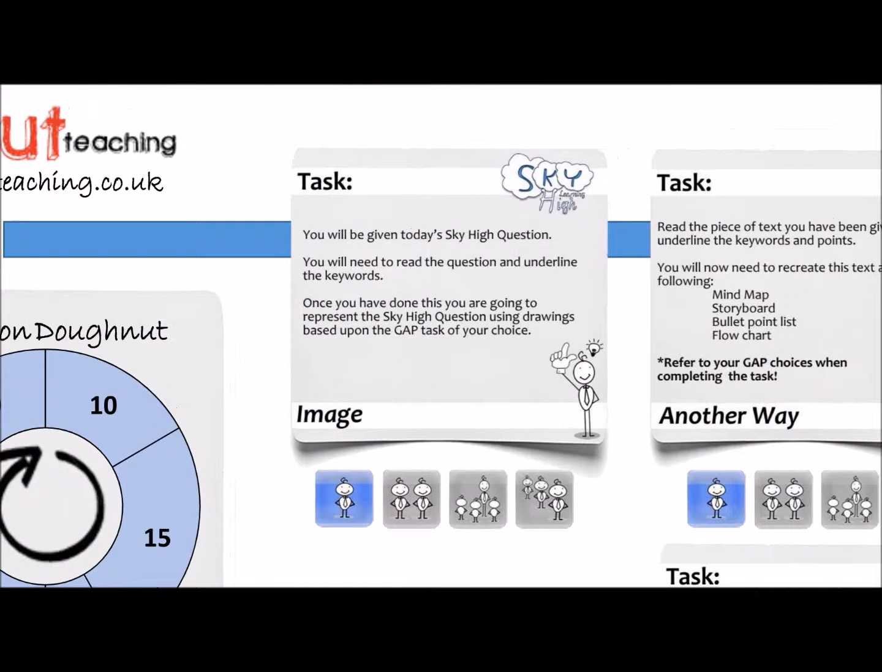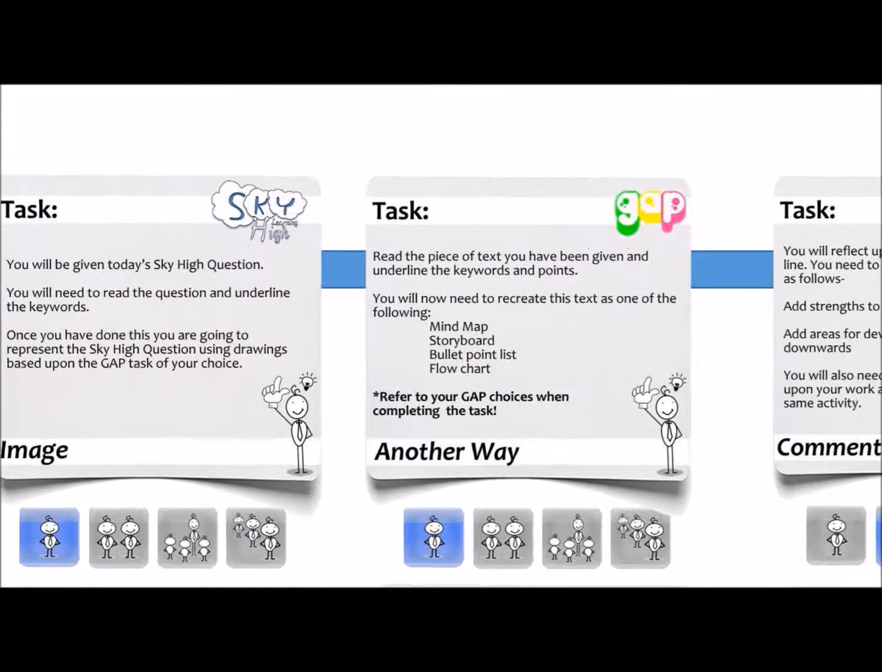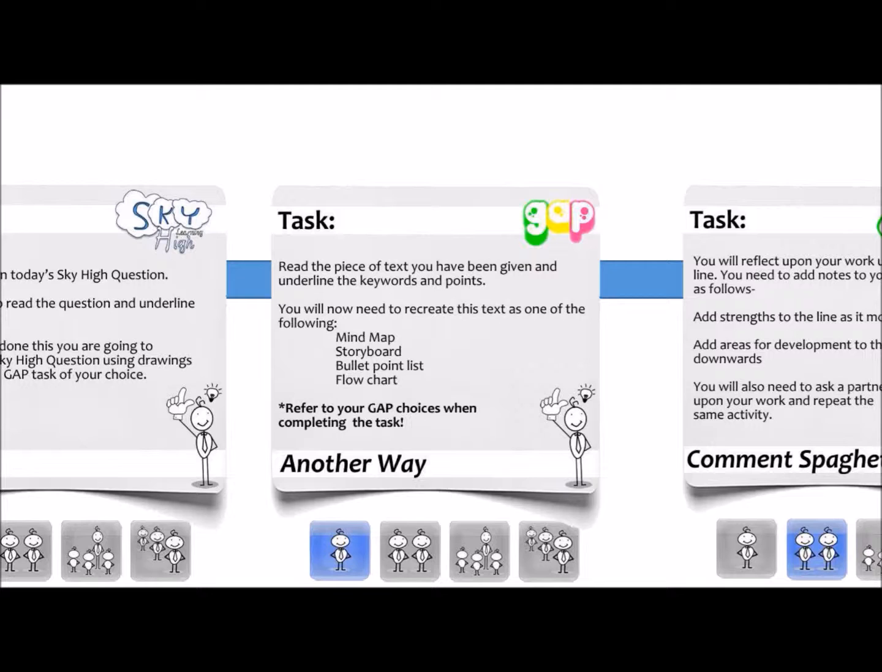So number 1 is our sky high question, which is our lesson objectives. And this one is based around using an image to represent the sky high question, which challenges the students to think about the question that has been set and what this is actually asking. That's an individual activity, which you can see by the icon at the bottom where the single figure is highlighted in blue. We then follow that through with another way.